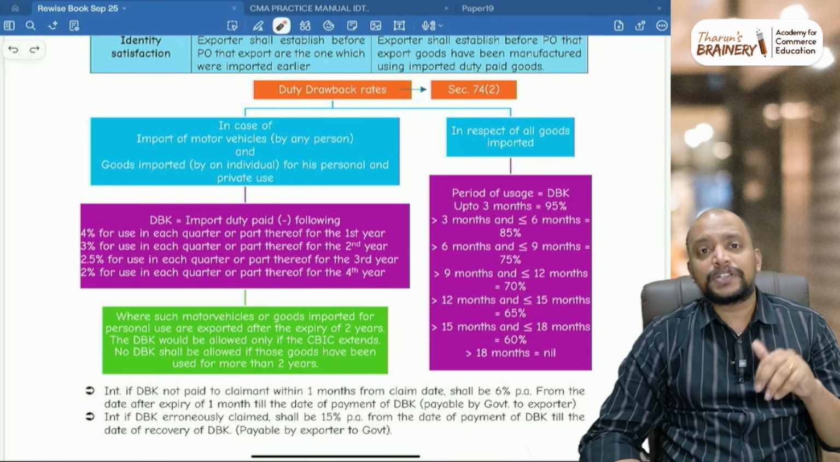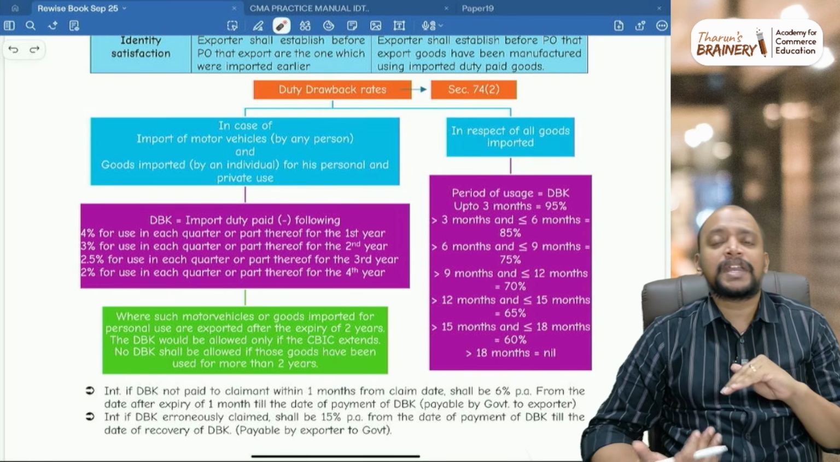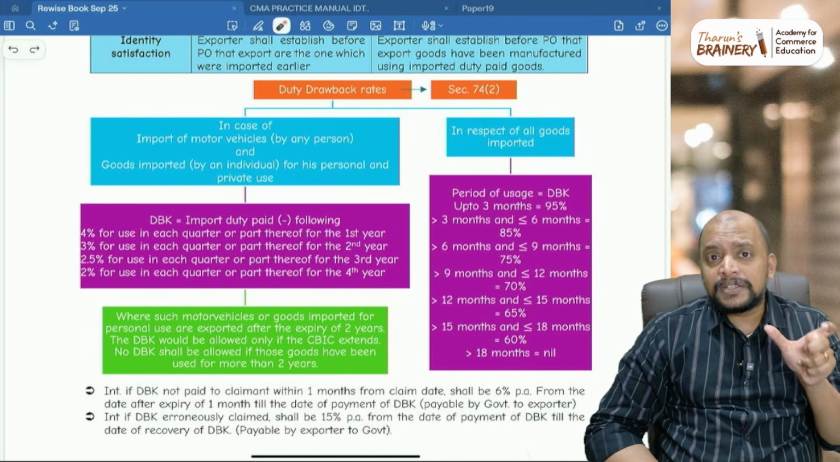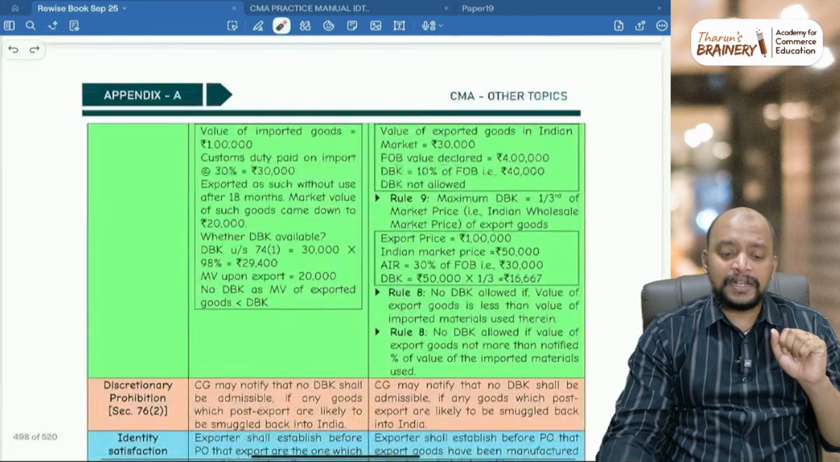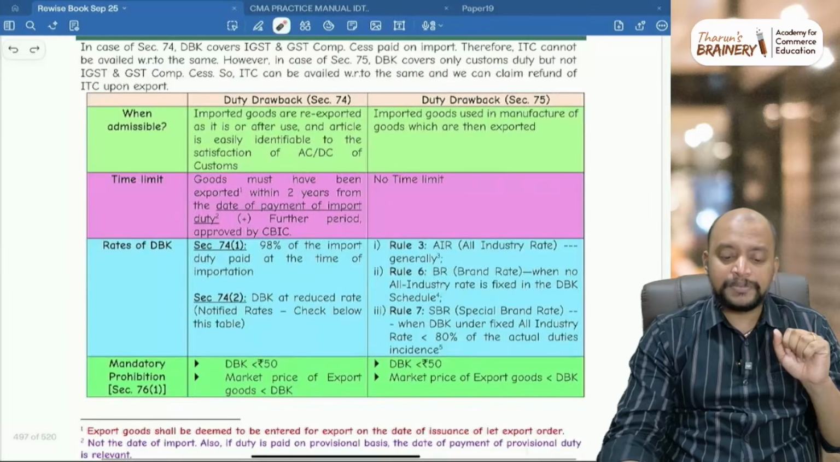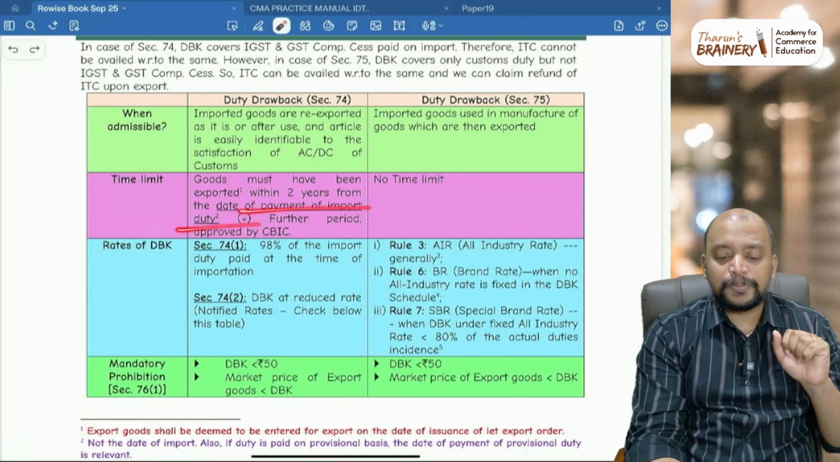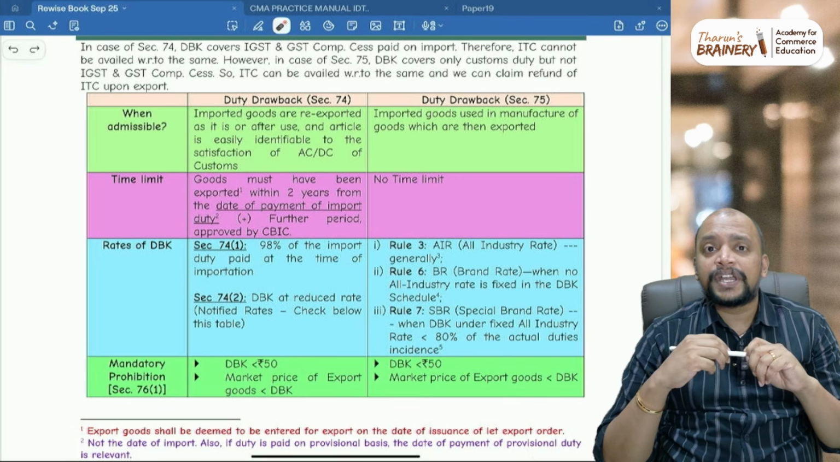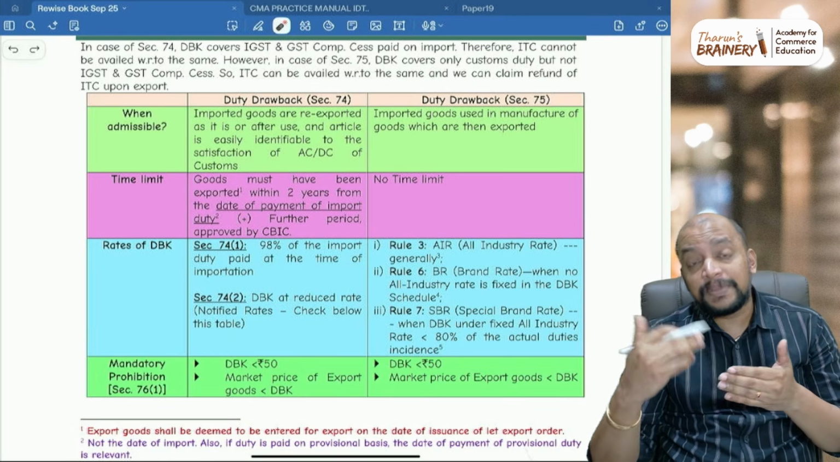So 16 plus 12, 28% we need to reduce, and the remaining amount we will get as duty drawback. But sir, 2 years is only the time limit now. Here, from the date you paid the customs duty till the date of let export order, only 2 years the goods should have been exported. Then where from 4 years, we got, means that can be extended.